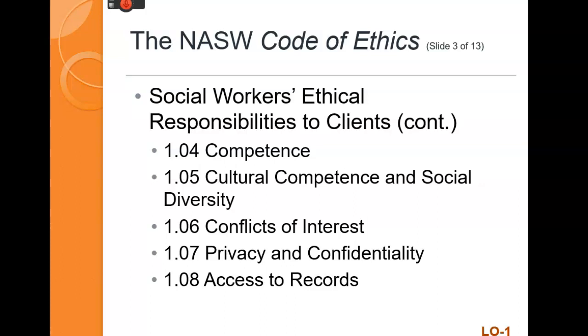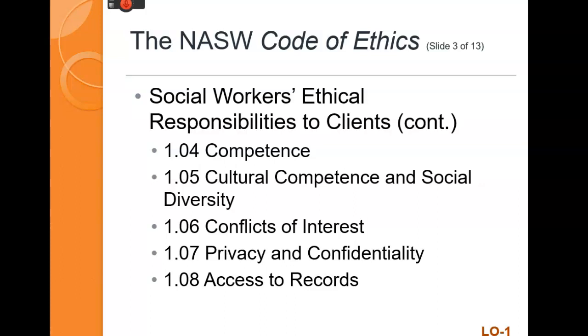We also need to make sure that we're culturally competent, particularly related to social diversity issues. This is about making sure that we continue to engage in ongoing education related to cultural competence and doing everything in our power to understand clients from their cultural perspective.